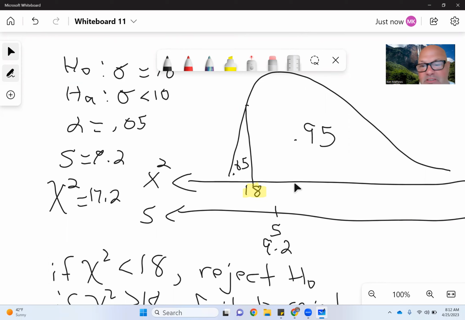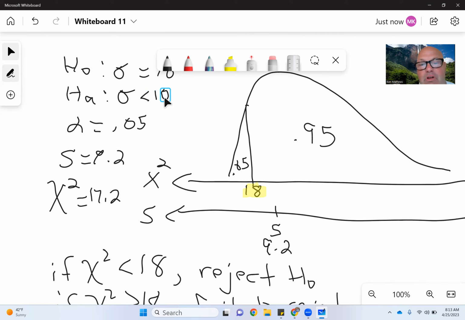What if the test statistic was 18.9? It would fall here. We would fail to reject. Now, what does that mean? Our explanation is a little different now. We don't say that we've proven that the standard deviation is equal to 10. We haven't. All we can say is that this is not true. So we say we do not have enough evidence to prove that the standard deviation is less than 10.